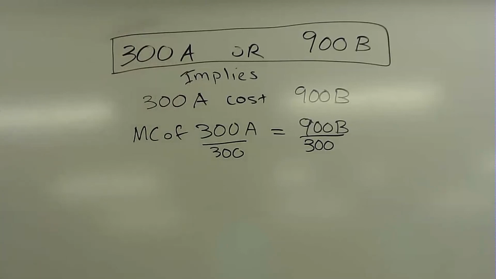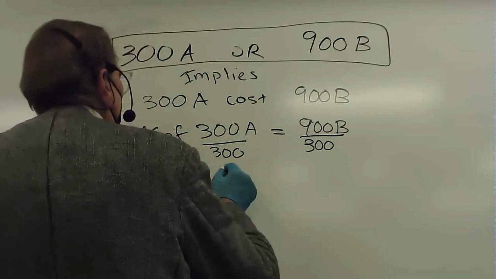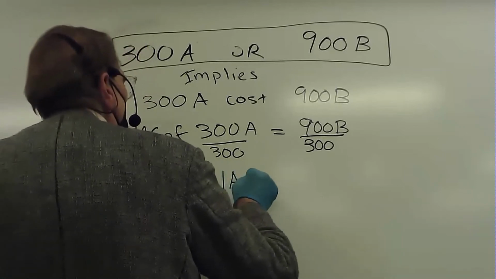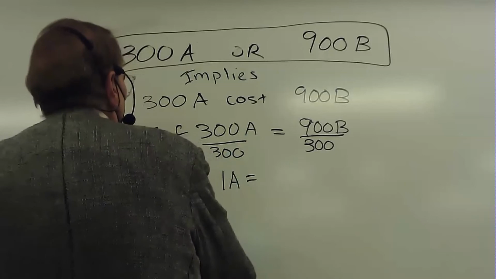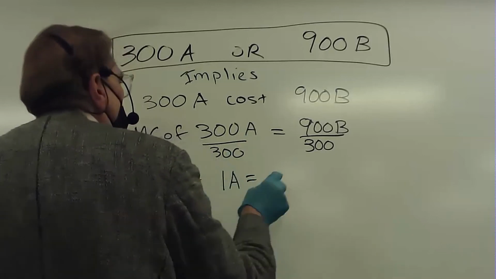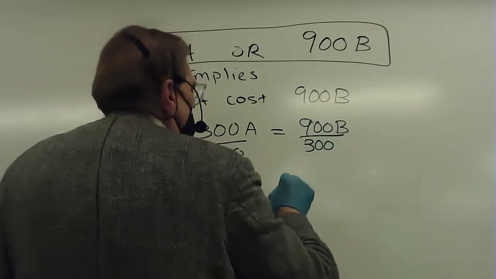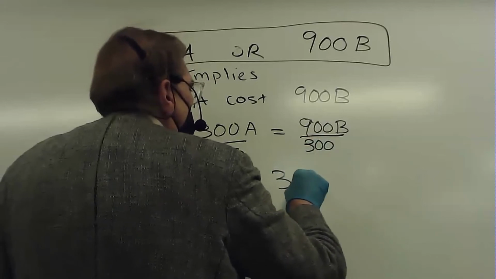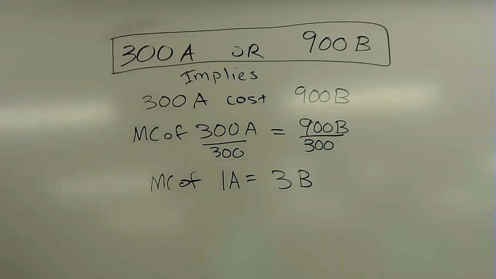If you divide one side by something, you have to divide the other side by something. So you have a basic algebra thing there. And so you got that 1A, the marginal cost of 1A, 900 divided by 300 B's, which is what we found. We did the table version of it, right? So then it turns out that you get the same answer. So that makes it kind of good.